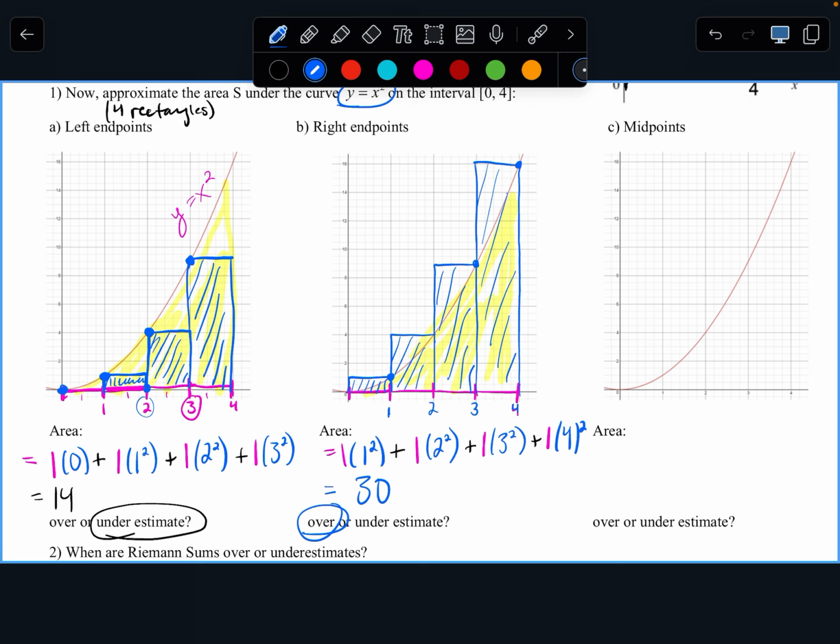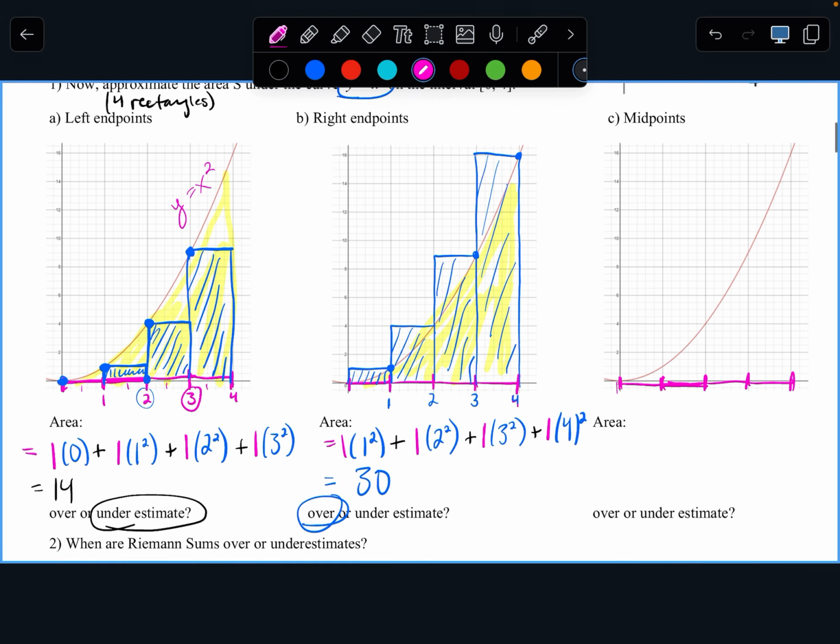You're now using the middle of the rectangle to get the height. Your widths are still the same because we're still doing 4 rectangles. The widths are all 1, that's still the same. But now the height is more annoying to find because they're not always nice numbers. I have to use the middle to get the height for how much I go up.